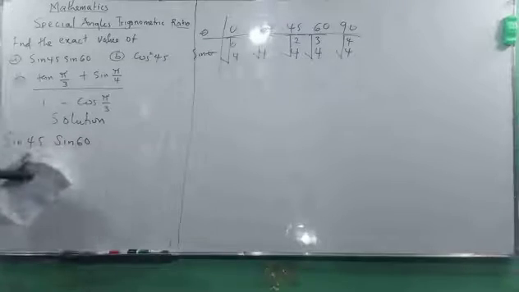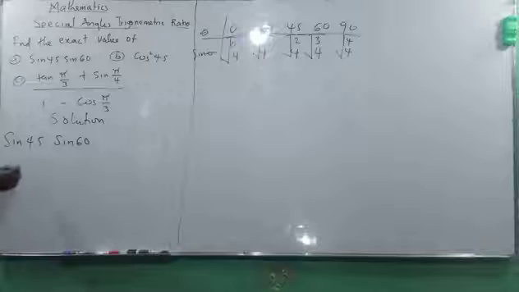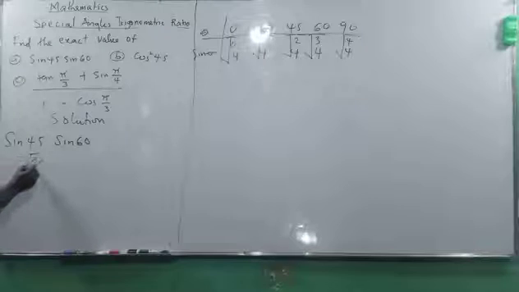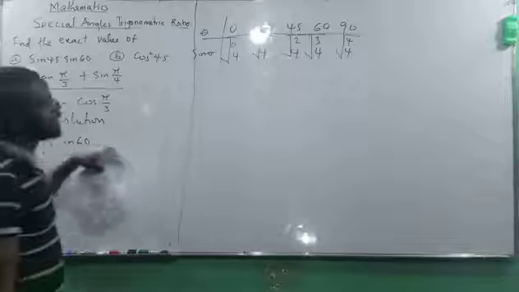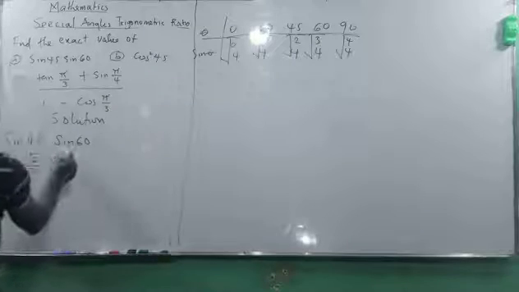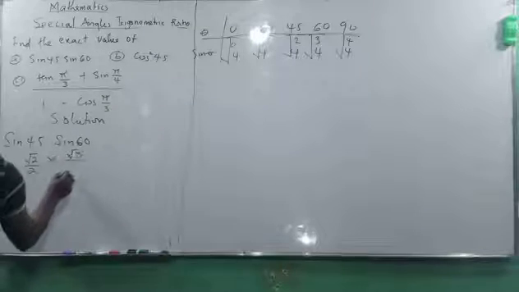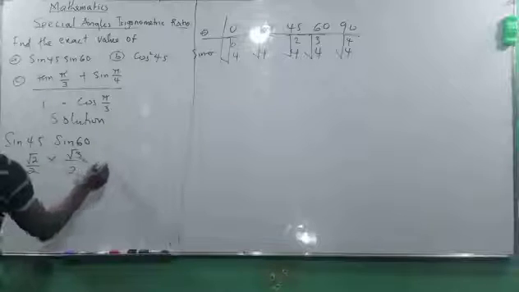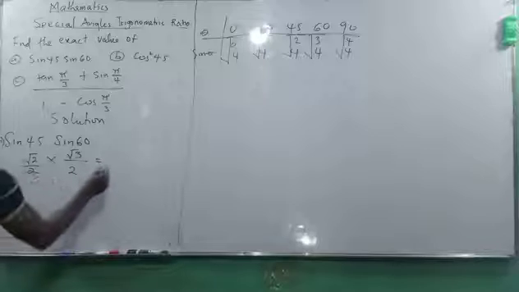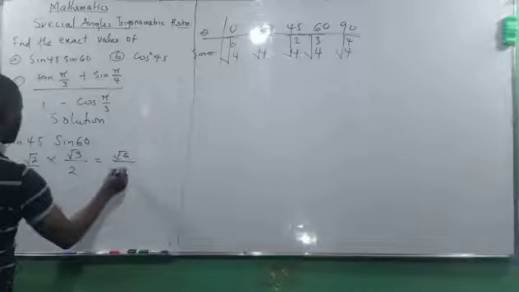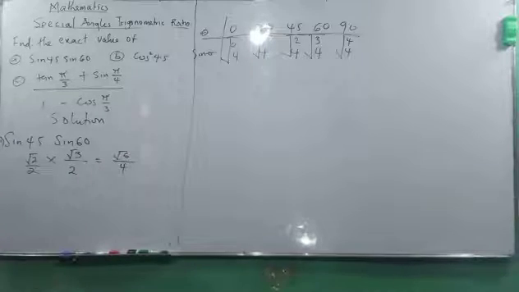Now, sine 45 will surely give me root 2 all over 2, multiplied by, what is my sine 60? Sine 60 will give me root 3 all over what? All over 2. My answer becomes, that is number 1, root 6 all over what? 4. That is my answer.